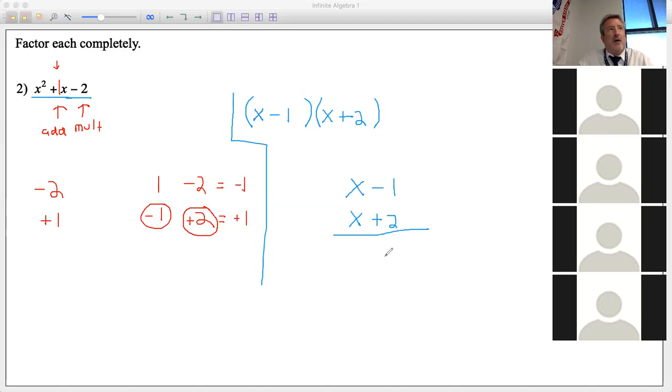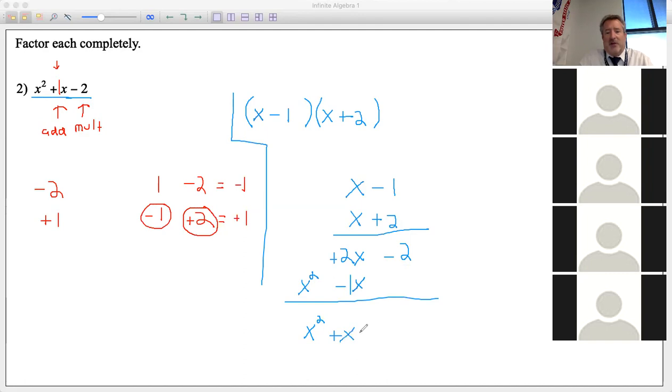2 times -1 would be -2. 2 times x would be a +2x. All I'm doing is the standard multiplication algorithm. 2 times that, 2 times that. Bring down the 0. x times -1 would be -x, or -1x if you want to put a number. And x times x is x squared. And we can see that when we add all of these together, we do in fact get what we started with, which was x squared, 2x minus x is a plus x, and -2.